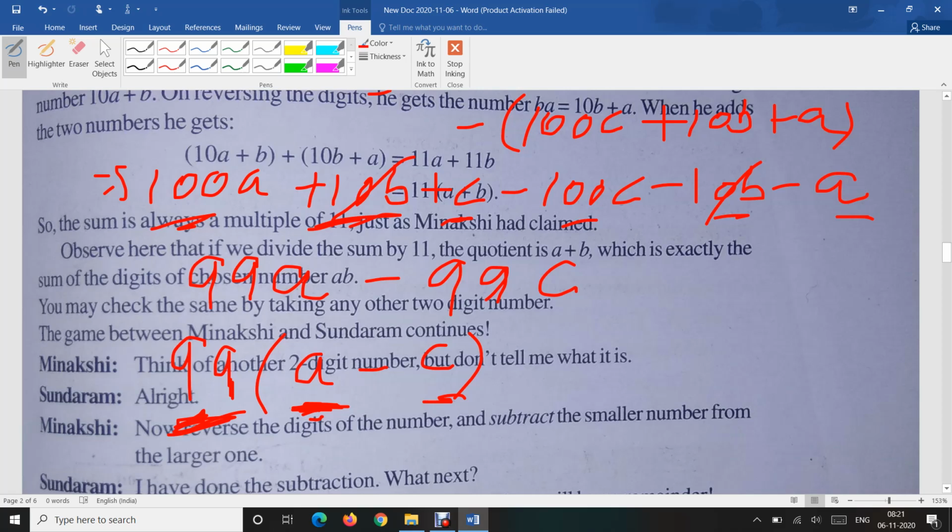Now there are more topics, like letters for digits, and letters for digits in addition, subtraction and multiplication. We will learn about them in the next class. Till here, you have to try these tricks on your own with numerical numbers. It will be so interesting that you have to try it yourself with numerical numbers.